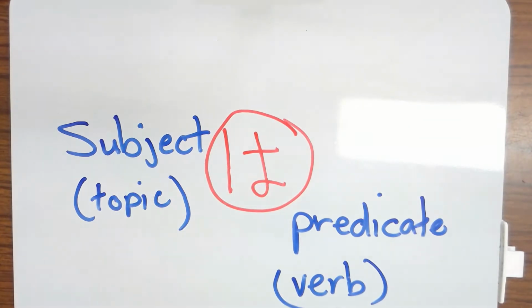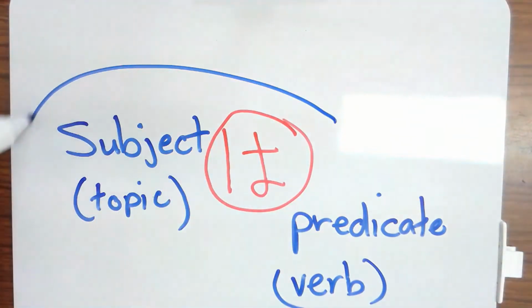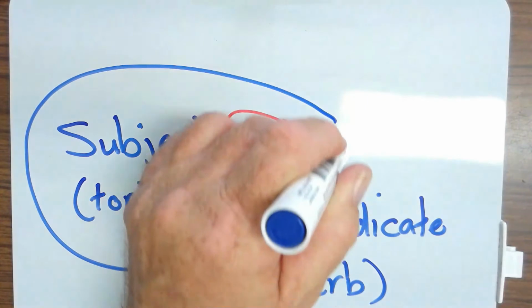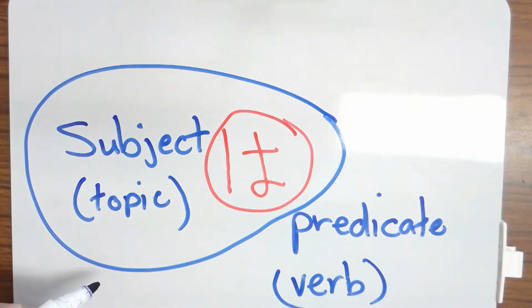Now in Japanese, this can be elliptical or understood. So put a circle around there, and this can be elliptical. Elliptical is a fancy word meaning that it is understood. We do this in English. For example, here's an example of an elliptical sentence.